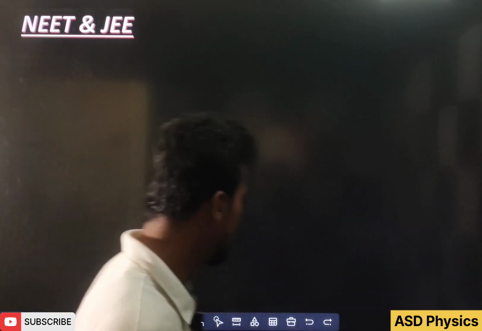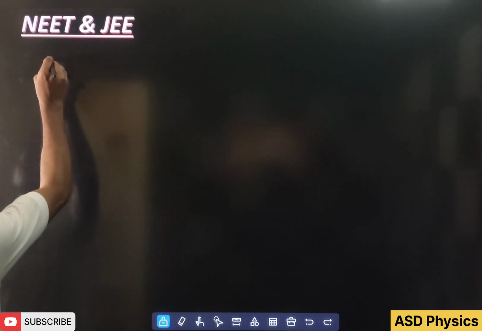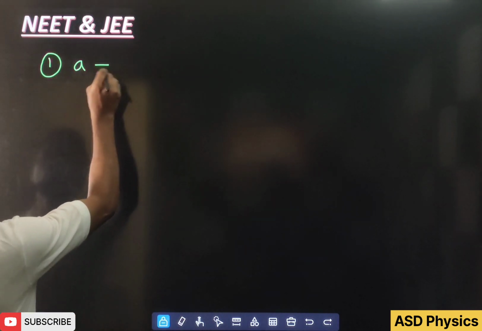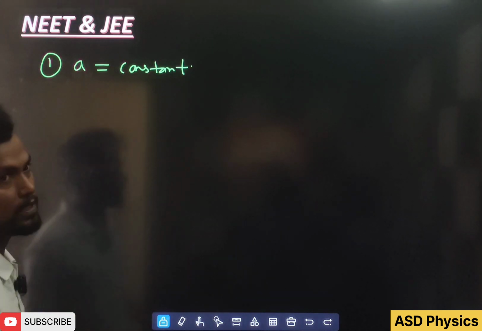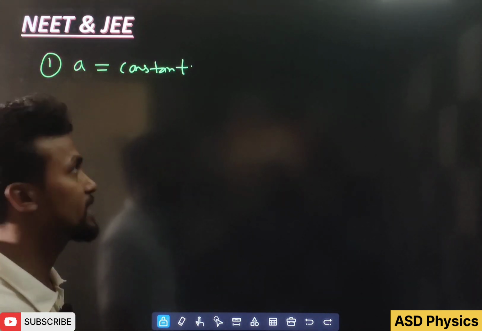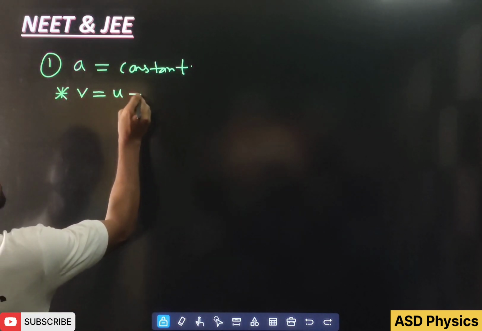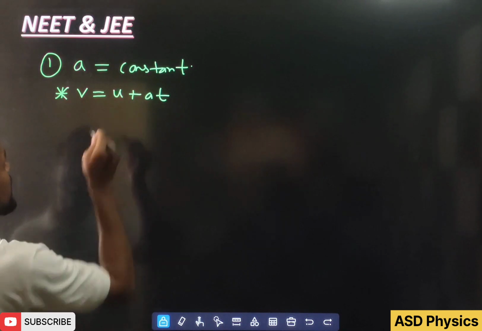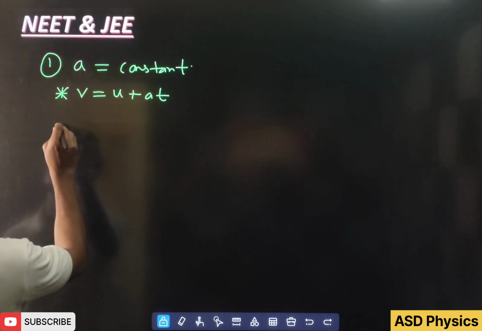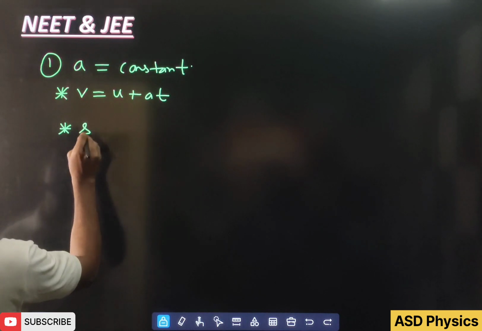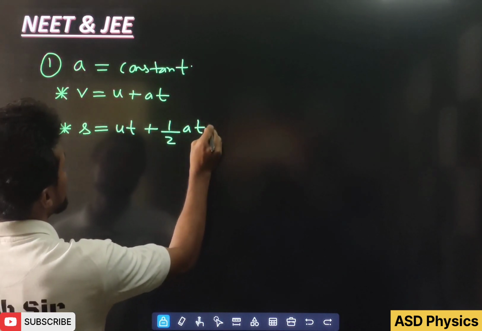So remember, first thing, whatever equations of motion you know are applicable when A is constant. When A is constant, that means uniform acceleration, only then can we use the equations of motion. What are the equations of motion? V equal to U plus AT. U is initial velocity, V is final velocity, A is acceleration, and T is time. Similarly, we can write displacement S equal to ut plus half at square.